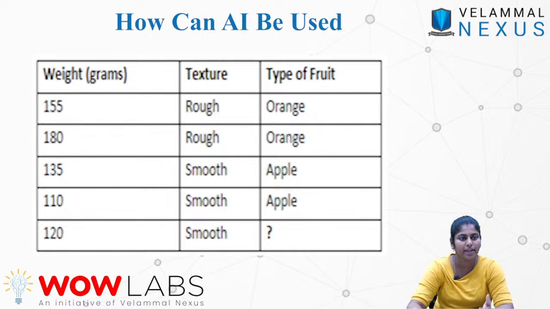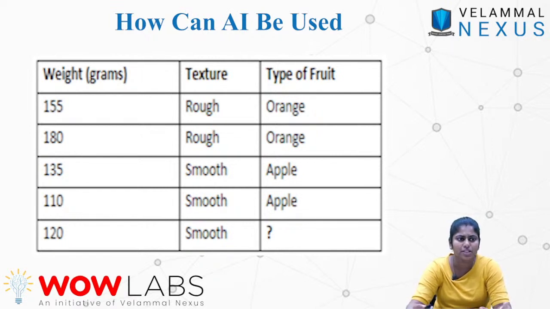We have the weight column, texture, and type of fruit. So for 155 and the texture is rough, the type of fruit is orange. If the weight is 135 and the texture is smooth, then it is apple. Then what if it is 120 and the texture is smooth? What type of fruit? Can you guess it? As you see in the table above, the fruits are differentiated based on the weight and texture. However, the last row gives only the weight and texture without the type of fruit, and a machine learning algorithm can be developed to try to identify whether the fruit is an orange or an apple.